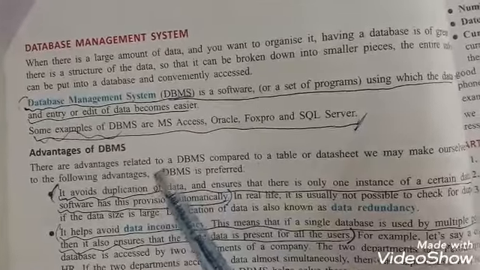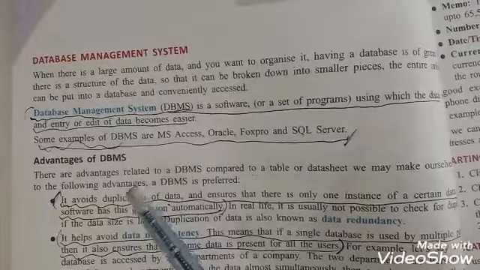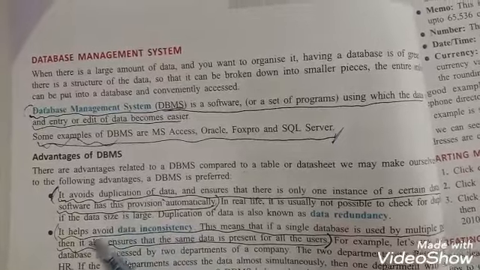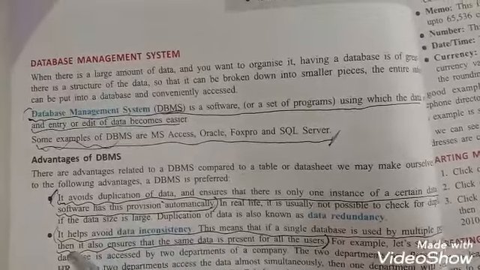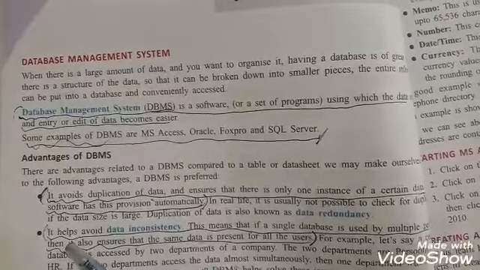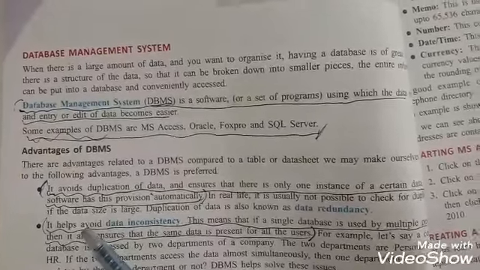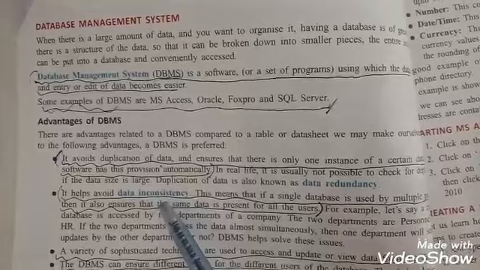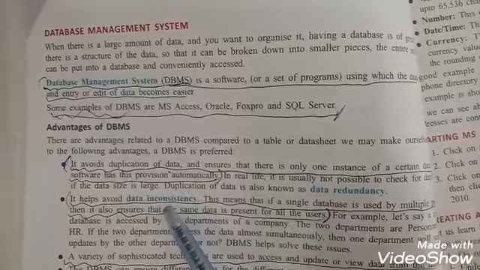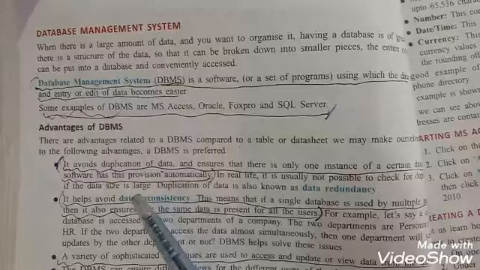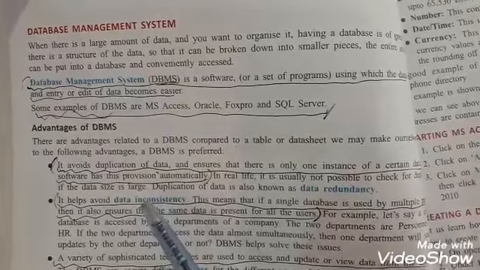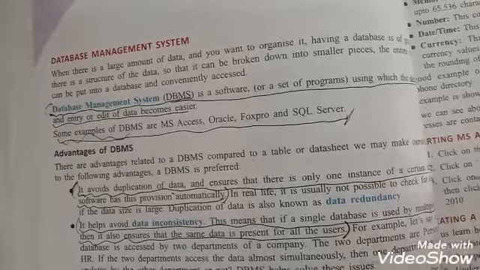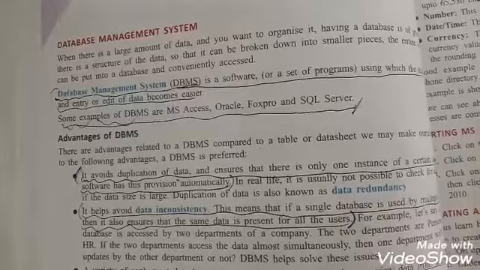There are some advantages of DBMS. First one is duplication of data. It means that DBMS avoids duplication of data. It ensures that only one instance of a certain data is present in a software. And second is data inconsistency. It means that a single database is used by multiple people, and it also ensures that the same data is present in all files for all the users.